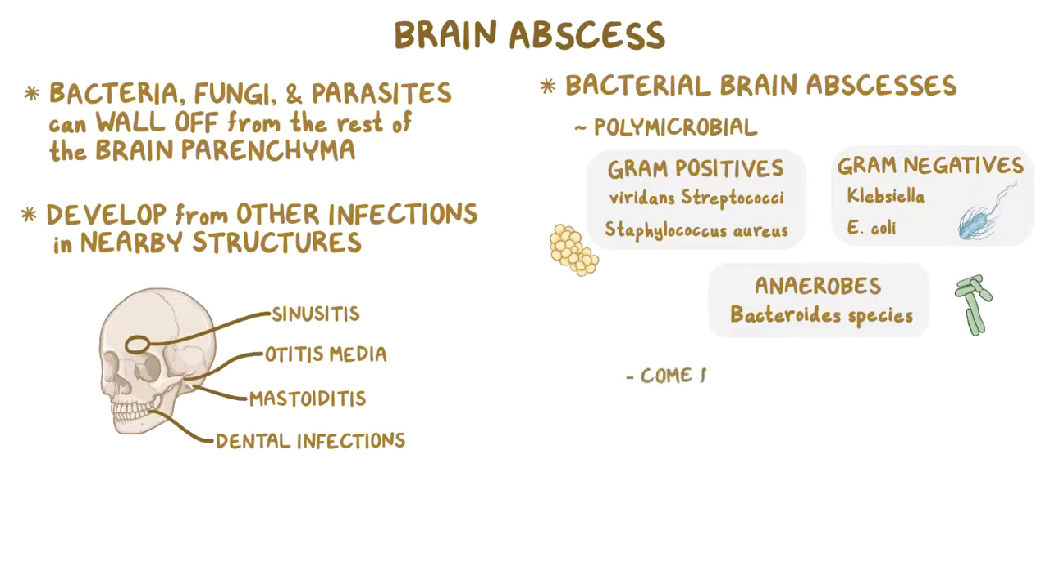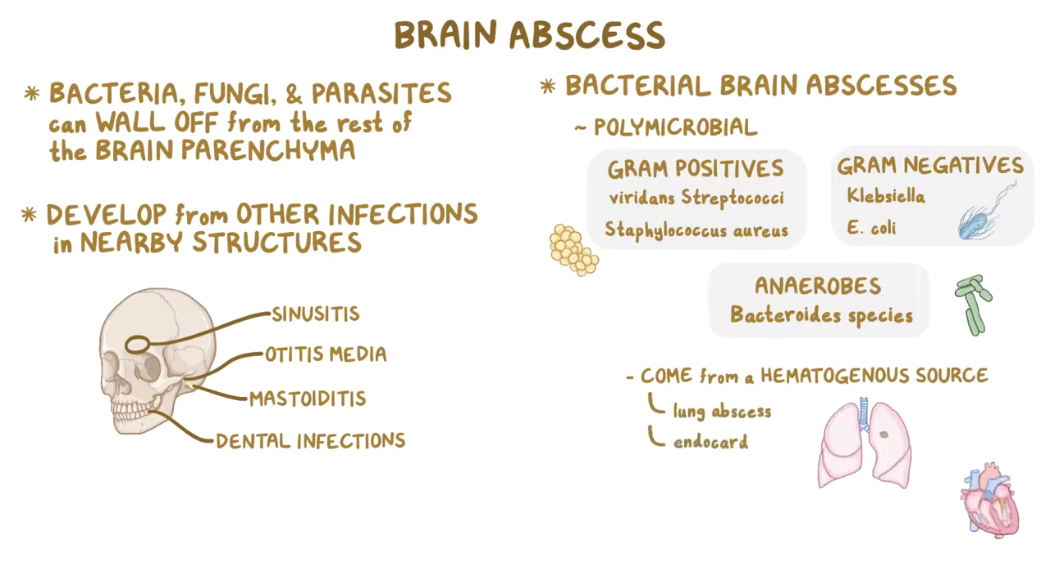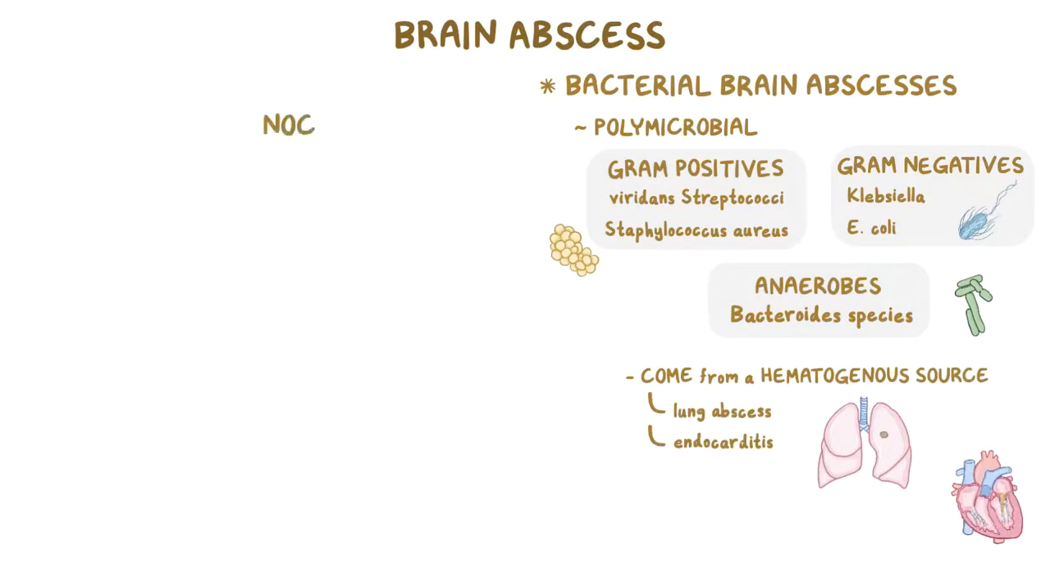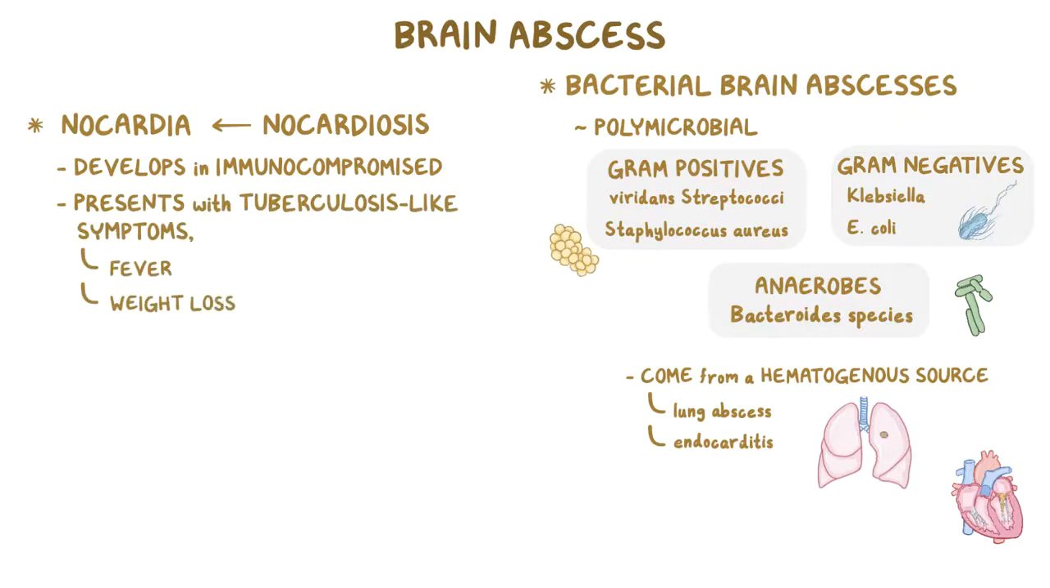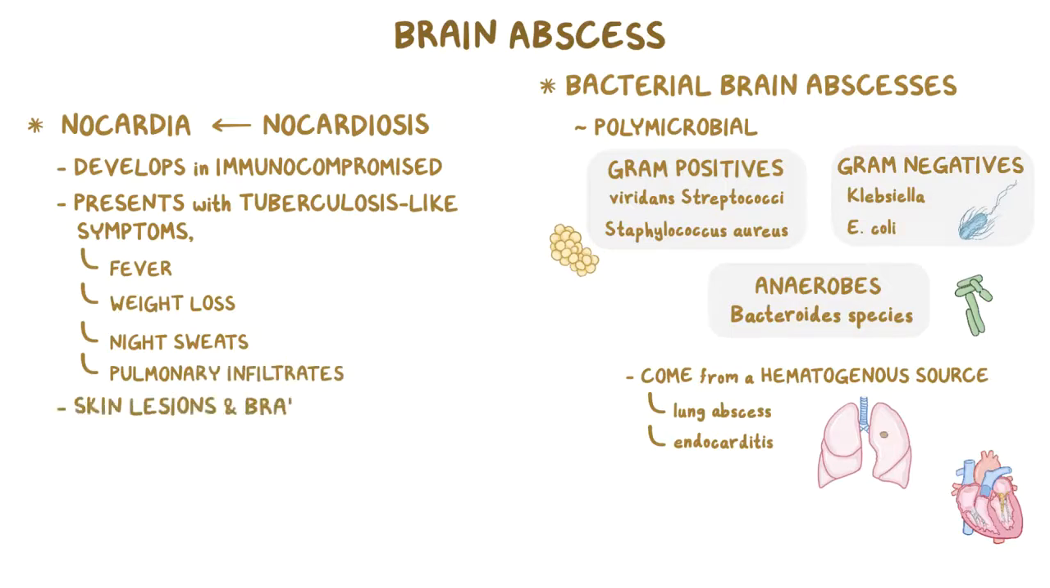Pathogens can also come from a hematogenous source, like dissemination from a lung abscess or endocarditis. Other causes include nocardiosis caused by nocardia, which is found in soil and usually develops in immunocompromised individuals. Individuals with nocardiosis present with tuberculosis-like symptoms, including fever, weight loss, night sweats, and pulmonary infiltrates. The presence of skin lesions and brain abscesses distinguishes it from tuberculosis.